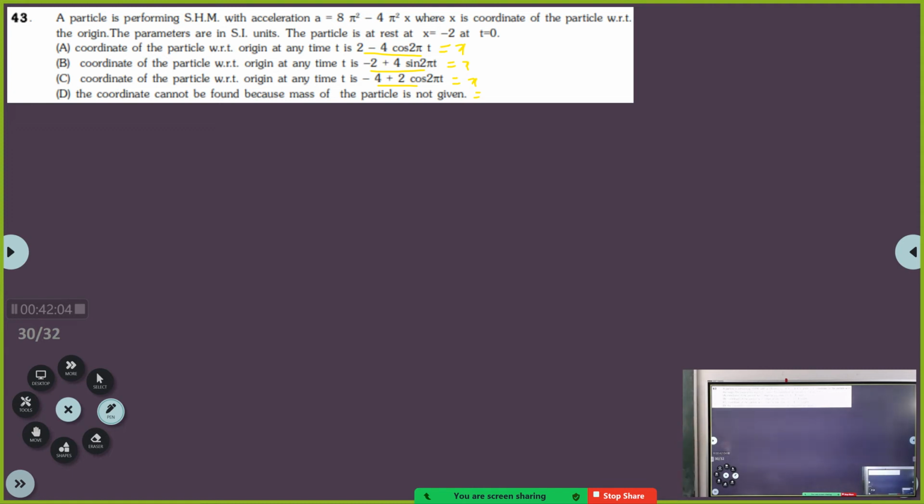Whatever condition they are given there, if t is equal to 0, you should get x is equal to -2. Which one will give you? Only the first one will give you. The second and fourth one will also give. A or C, if you look at the first condition.